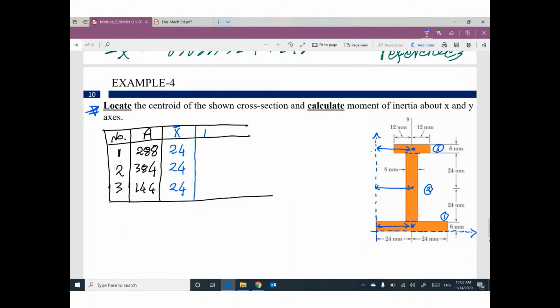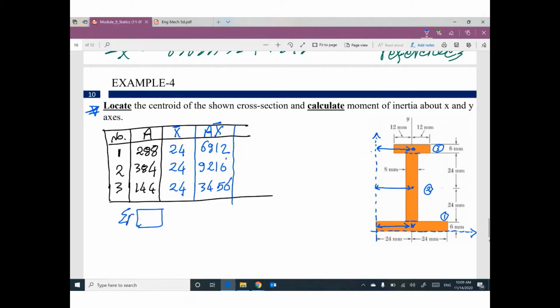Can you multiply area times x bar to figure out this column? So 288 times 24, it will be 6,912. 384 times 24, 9,216. 144 times 24, 3,456.